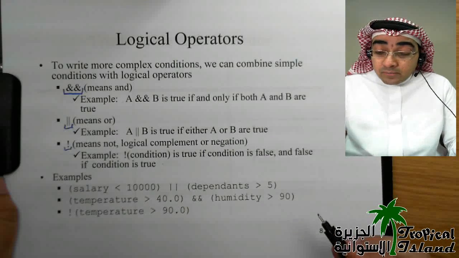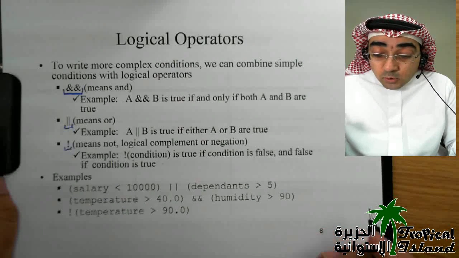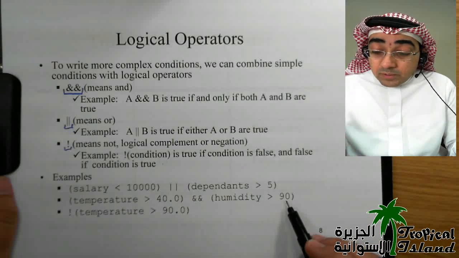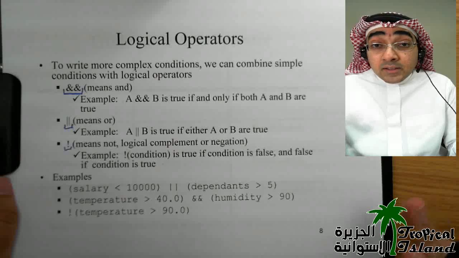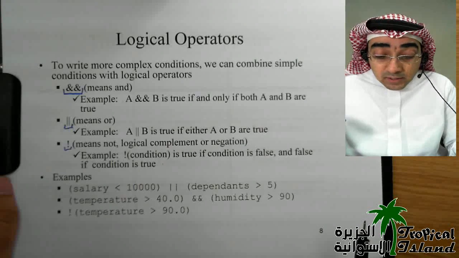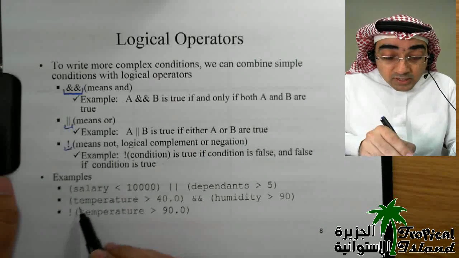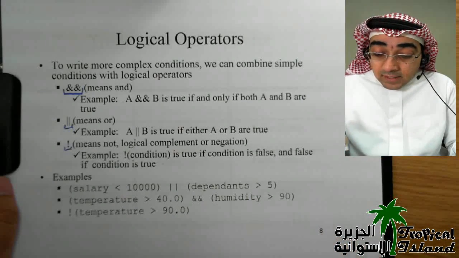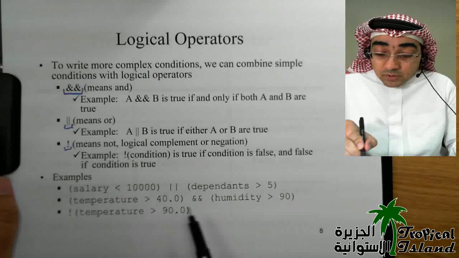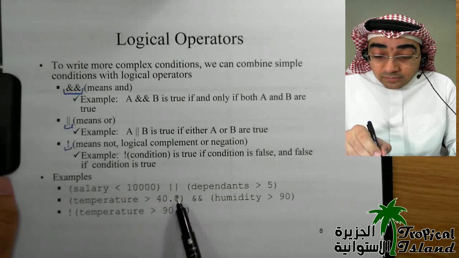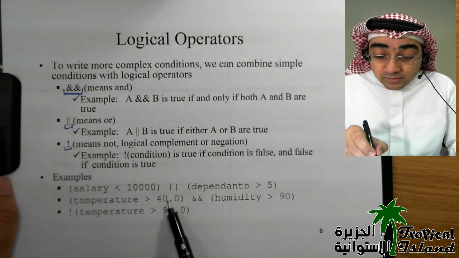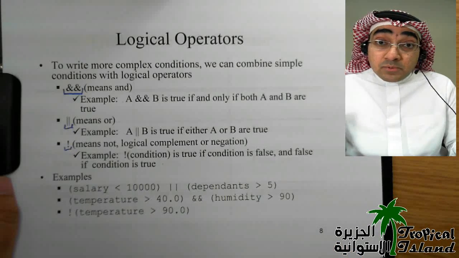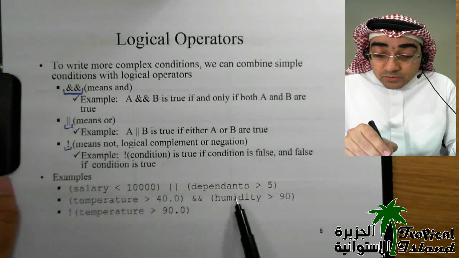Another example is if the temperature is greater than 40 and the humidity is greater than 90. Most equipment manufacturers will specify that if the temperature goes above 40 and the humidity is higher than 90, then you have to stop operation and shut off the machine. So you check if the temperature is greater than 40 and the humidity is greater than 90, then you stop. If one of them is not greater than the value that was set, say the temperature was not greater than 40 but the humidity was greater than 90, you don't stop operation because the temperature is quite low. The same is true the other way.